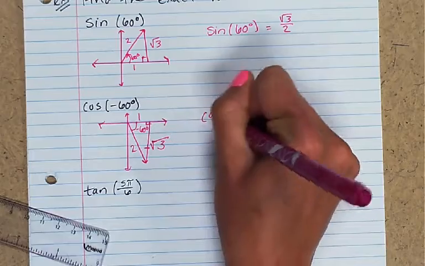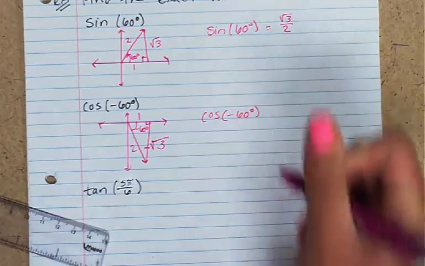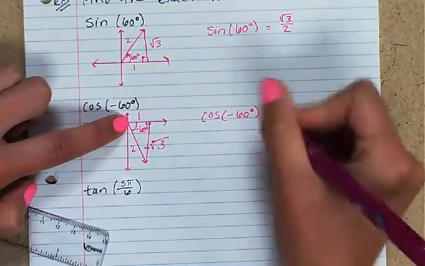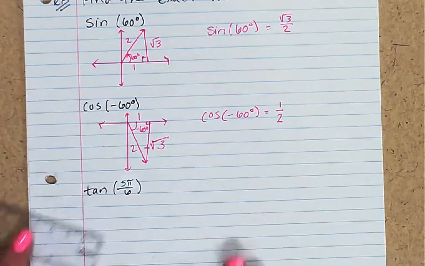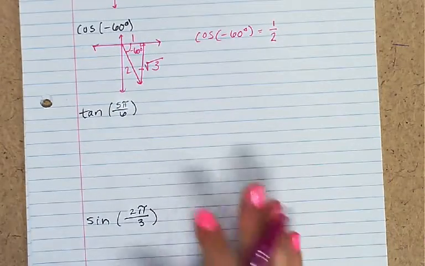So cosine is adjacent over hypotenuse. So cosine is adjacent 1 over hypotenuse 2. So cosine still ended up being positive in that quadrant.